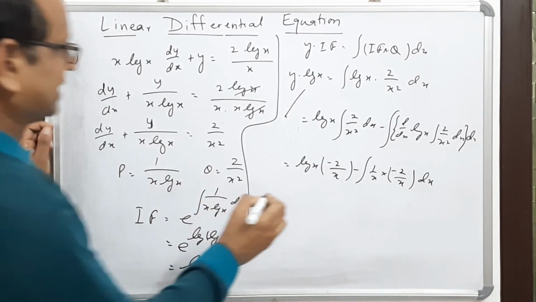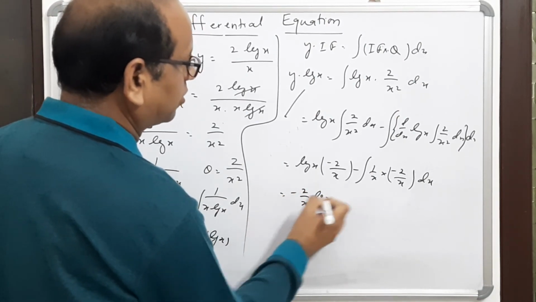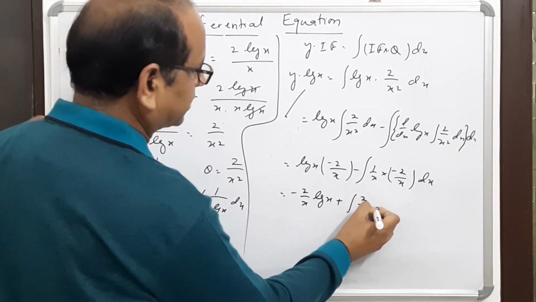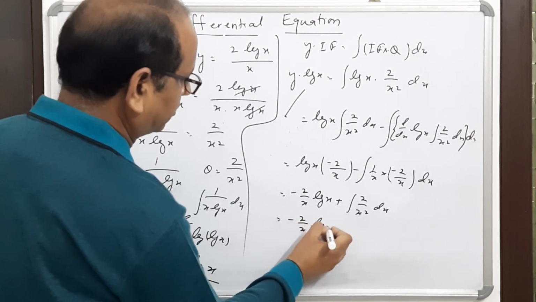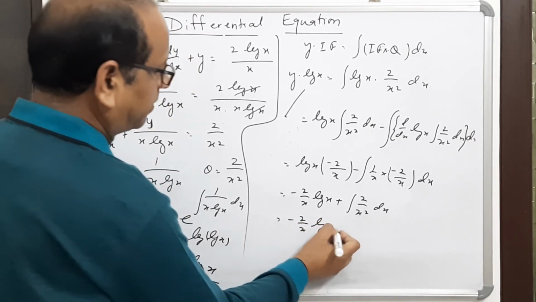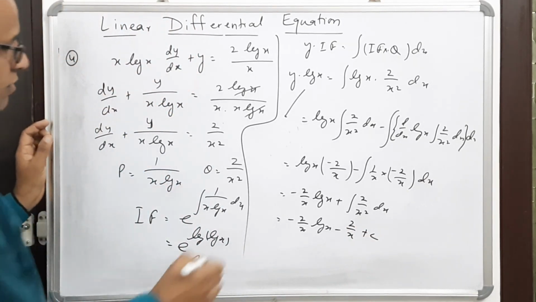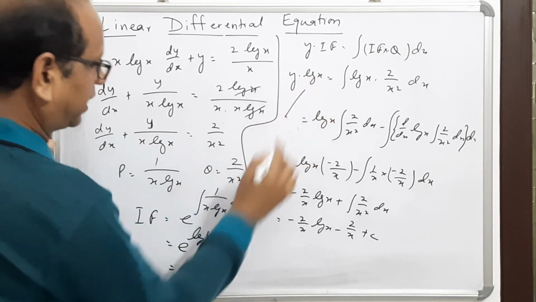So the next part is minus 2 upon x log x plus 2 upon x square dx. So the final part is minus 2 upon x log x minus 2 upon x plus c. So that will be the answer, and here it is y log x.